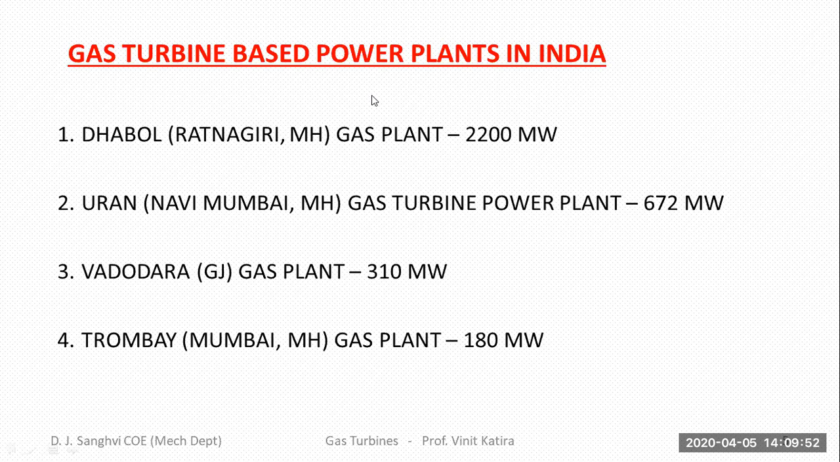The second example is the gas turbine power plant in Uran, which is assembled and operated by Mahagenco. It accounts for around 672 megawatts. Then we have the Varodra gas plant in Gujarat, which produces 310 megawatts. We also have a small gas turbine power plant operated by Tata Power in Trombay, which produces around 180 megawatts and acts as a feeder power plant to the existing coal-fired power plant operated by Tata Power.